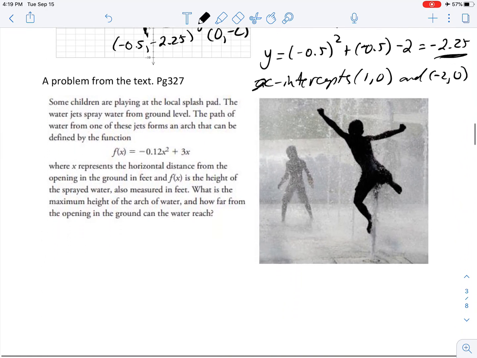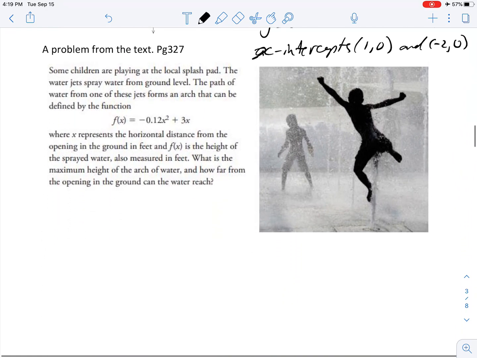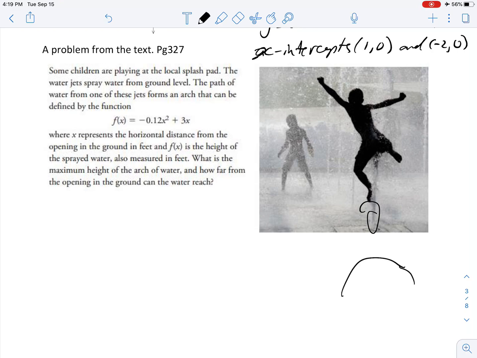Okay, and now in this last problem, this is taken from the textbook, and it says some children are playing at a local splash pad, and so you can see in the picture that the water from these jets here is making a parabolic shape like that. It comes out of the nozzle, goes up, reaches its highest point, and then falls back down. So this is a parabola, and it tells us the path of water from one of those jets forms an arch that can be defined by this function.